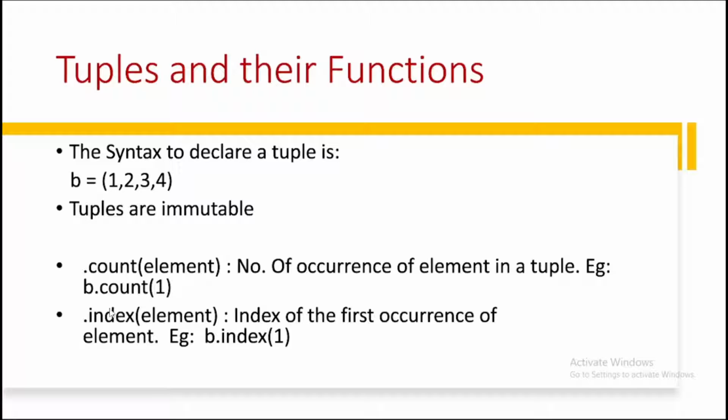So next we learn about dot index of element. It gives the index of the first occurrence of the element. Example will be b dot index of 1, which would be 0. As I told you, to start with 0 instead of 1 in any programming language.